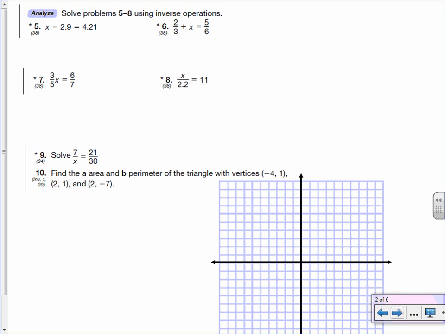Solve problems 5 through 8 using inverse operations. So inverse operations means opposites. So addition and subtraction go together, and then multiplication and division go together. And remember that division can be a fraction.